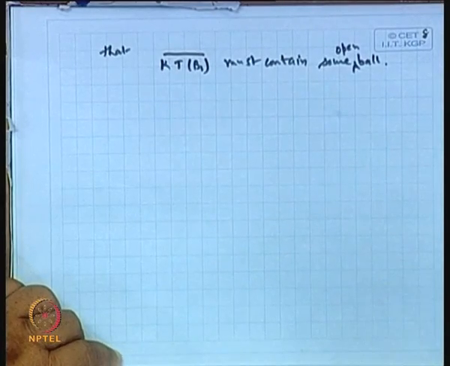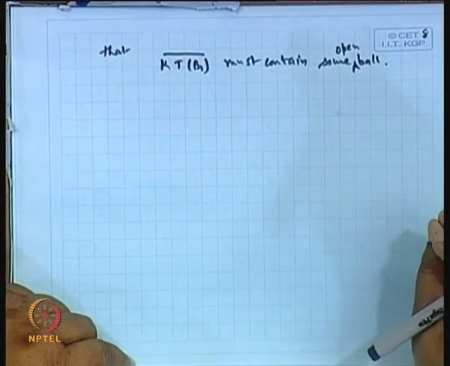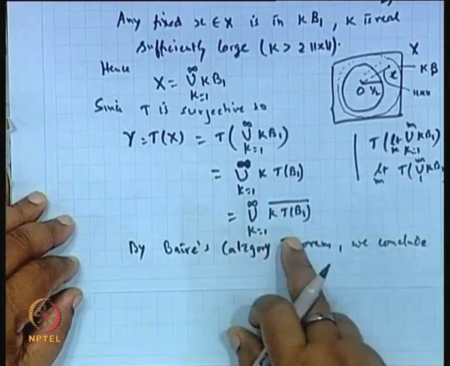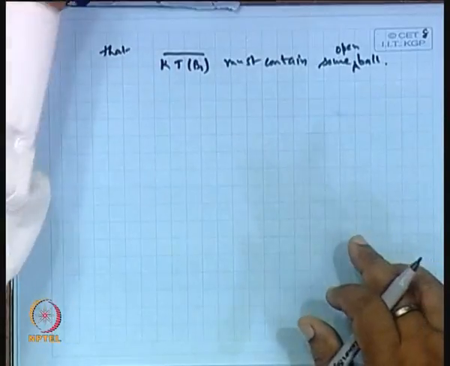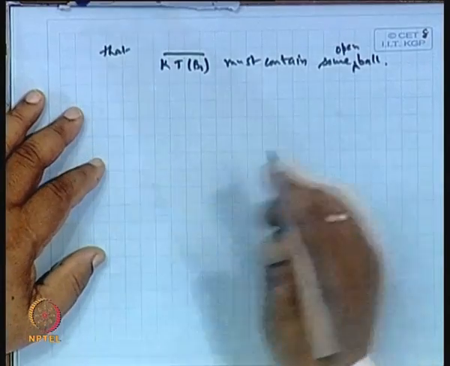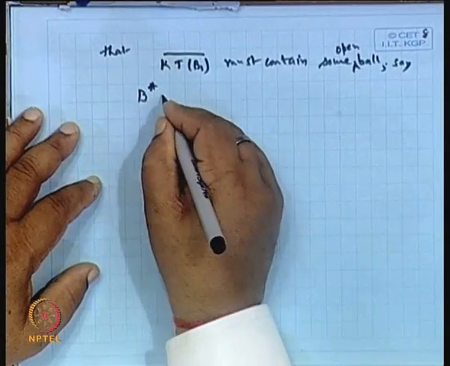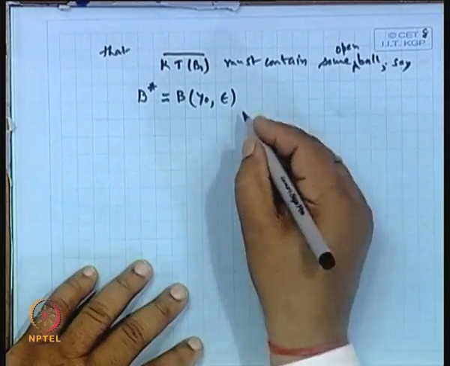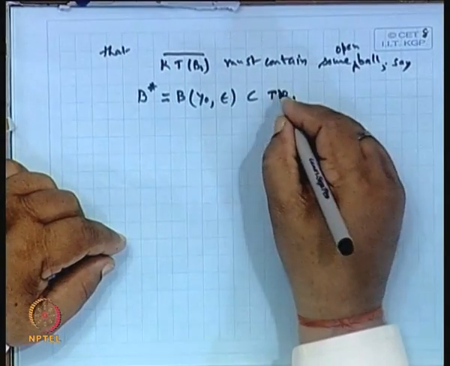Because what the category theorem says is, if X is complete, then it is of second category. It means if X can be expressed as a countable union of closed sets A_k, then one of the A_k must contain an open ball. So let us suppose that this must contain an open ball, say B star, which is centered at 0 with radius epsilon, contained in the closure of T B1.